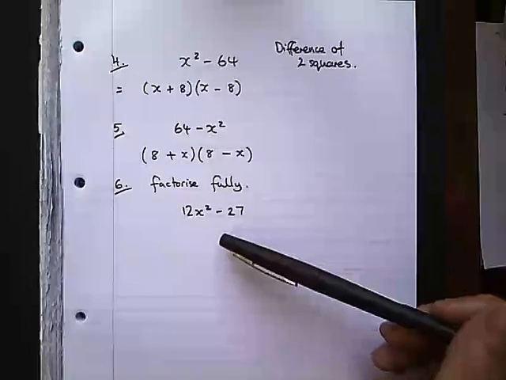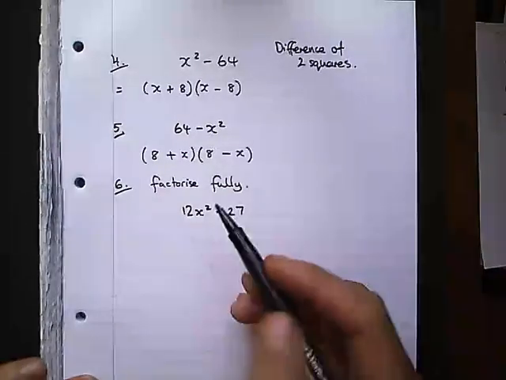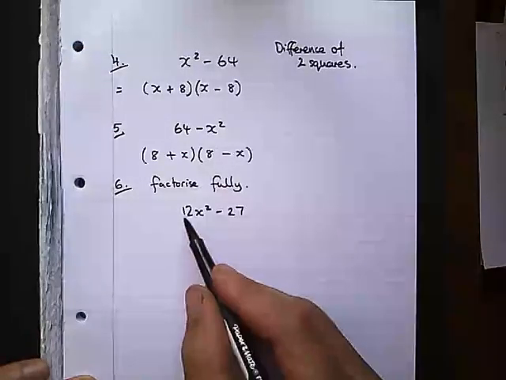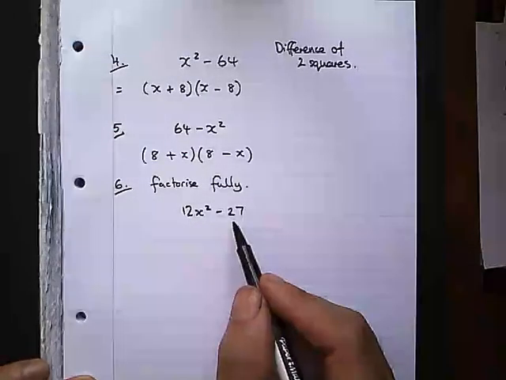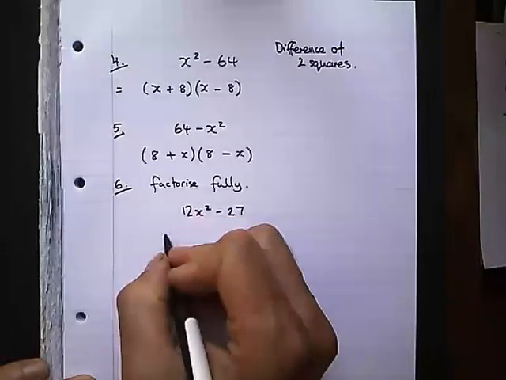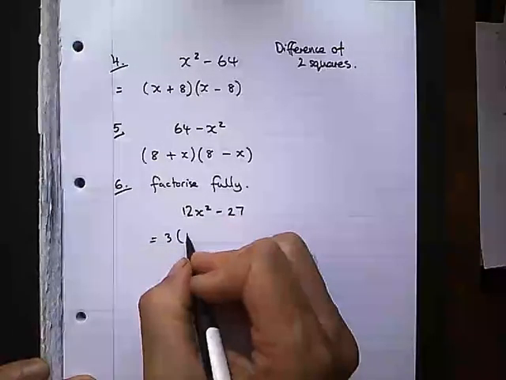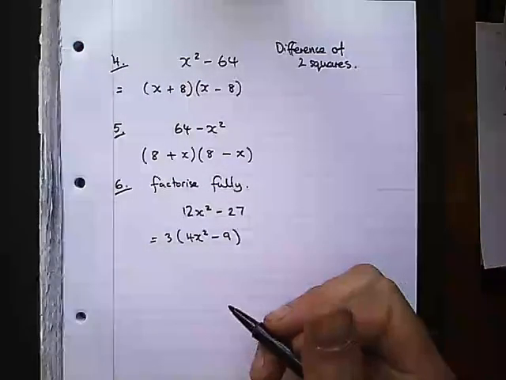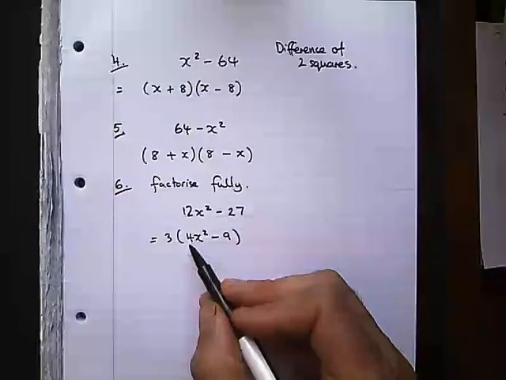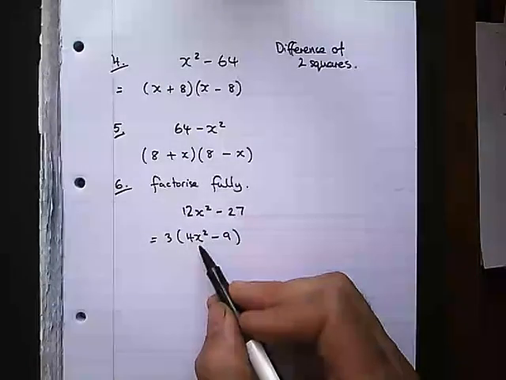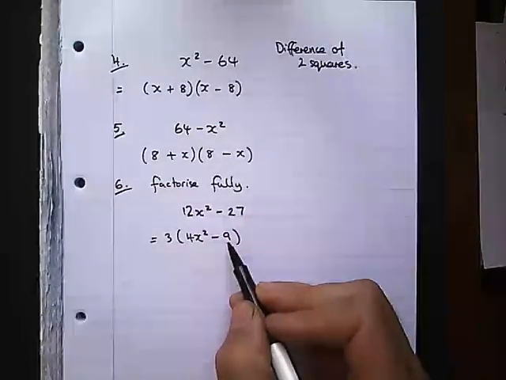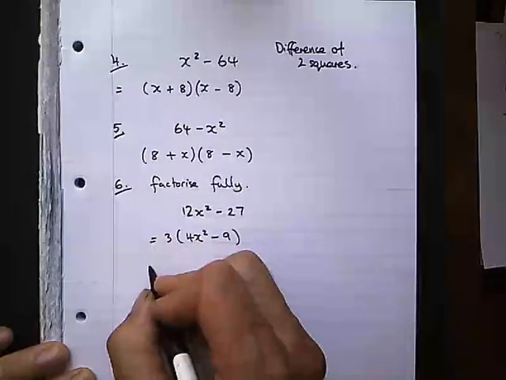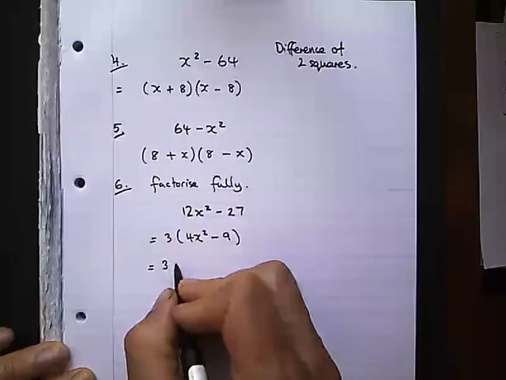So what we do, first of all, is take out a factor that we know goes into both of them. The number that goes into 12 and goes into 27 is 3. And we're left with 4x squared minus 9. Right, 4 is a square number. x squared is a square number. And 9 is a square number. So yes, we have a difference of two squares. Don't forget that the 3 is out the front still.